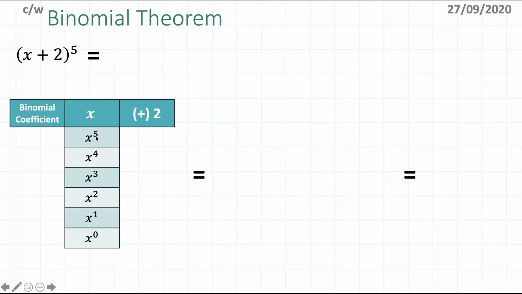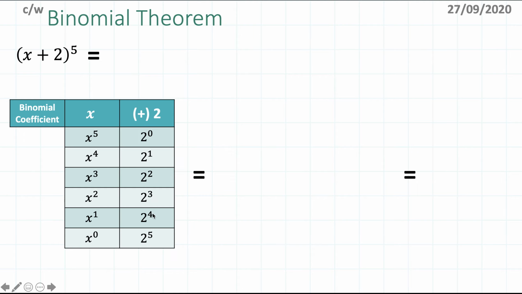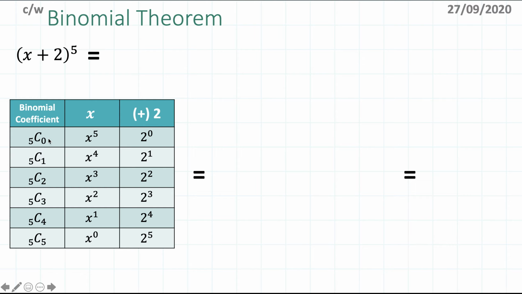So we're going to start x to the power 5, x to the power 4, 3, 2, 1, and 0. It's actually decreasing the power of anything in this cell. And then what we're going to do with the plus 2 is we're going to do the opposite. We're going to start with a power of 0 and go all the way to 5. So 0, 1, 2, 3, 4, 5. Now the binomial coefficients, we are going to do the same thing. The n is going to be 5 because that's the power we have, and then the r is going to increase 0, 1, 2, 3, 4, 5.